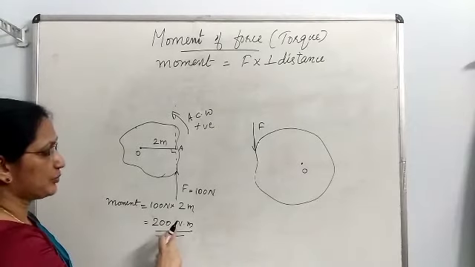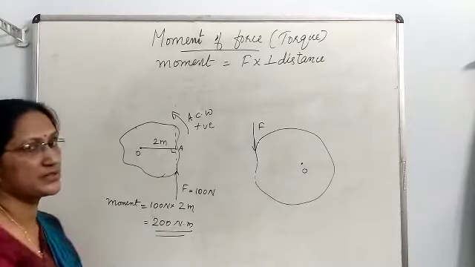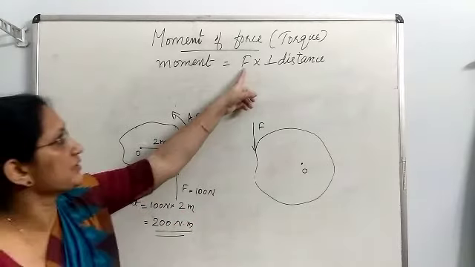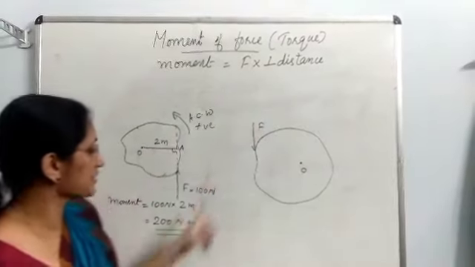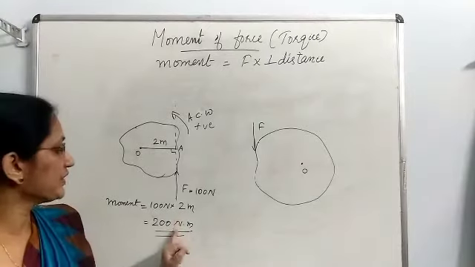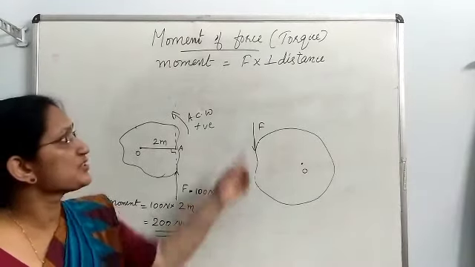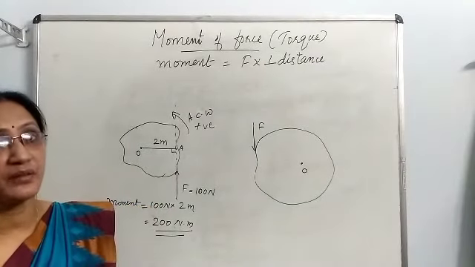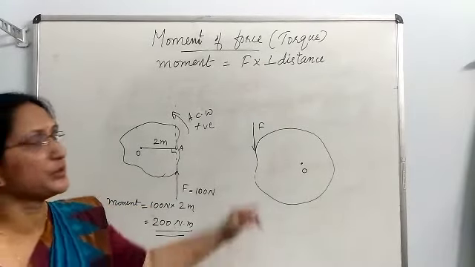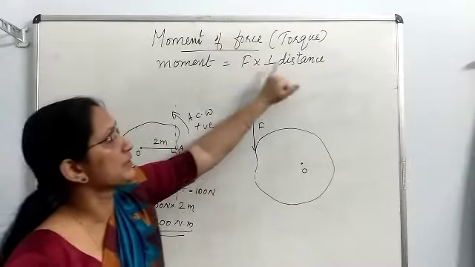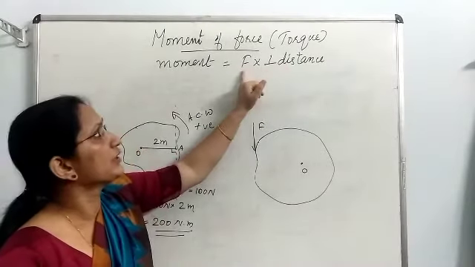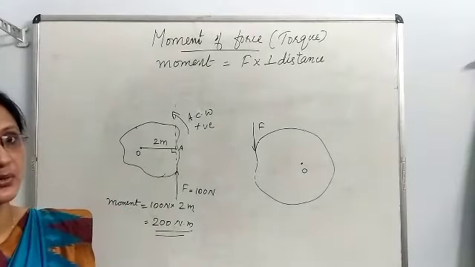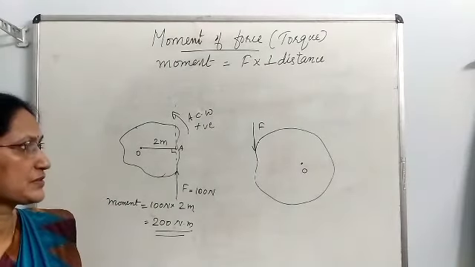And the unit of moment is Newton meter. That is the SI unit. Force is measured in Newton, distance is measured in meter. So Newton meter is the SI unit, CGS unit is dyne centimeter. If you use gravitational units for force, the units are kilogram force meter or gram force centimeter. These are the different units of moment of force.